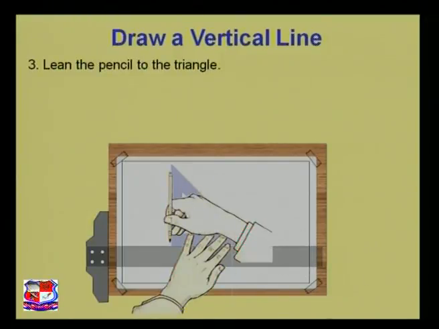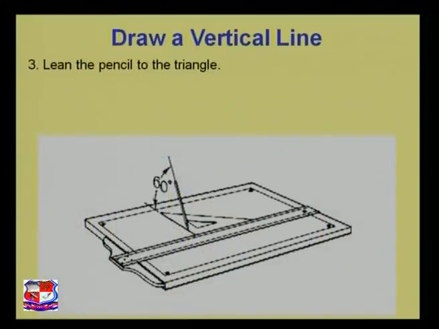Now lean the pencil to the triangle. Again, put the pencil at 60 degrees and lean the pencil to the triangle. Like this. As I said, you should put your pencil at around 60 degrees, so your line can be perfectly perpendicular to this T-square edge.